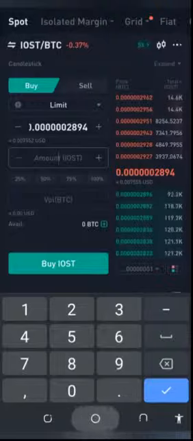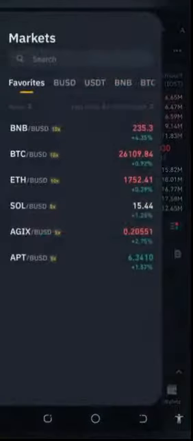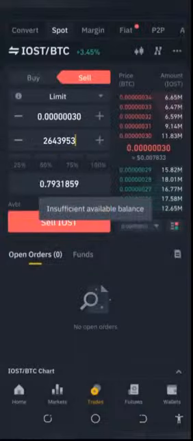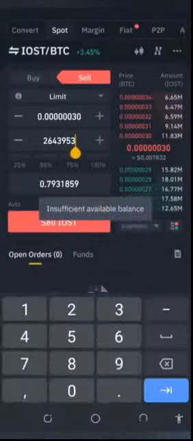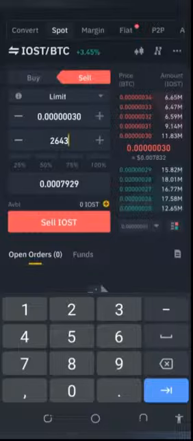So let's run over to Binance quickly, and yeah, we're currently on IOST BTC. So now let's paste that in here. Now you can see what I'm talking about. So you have to delete the last 3 digits, which was after the decimal point. So we were able to get 0.007929. Looks like that's good.